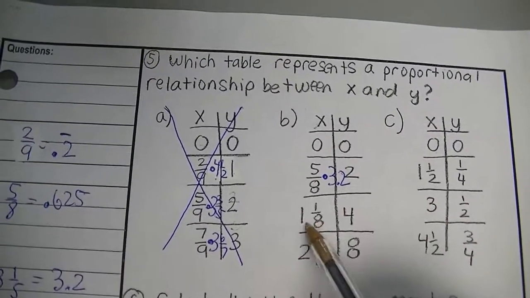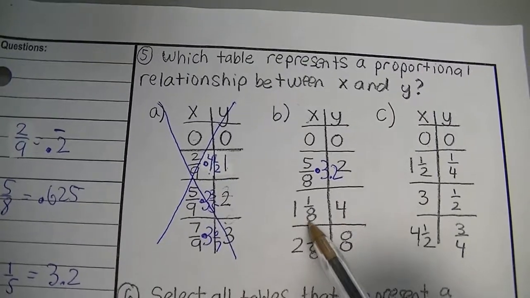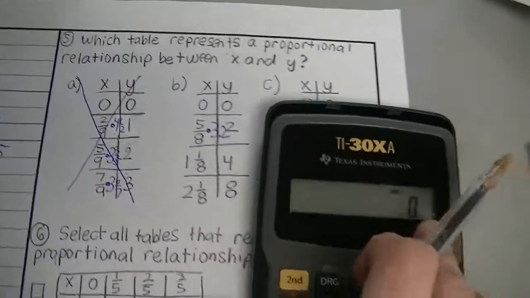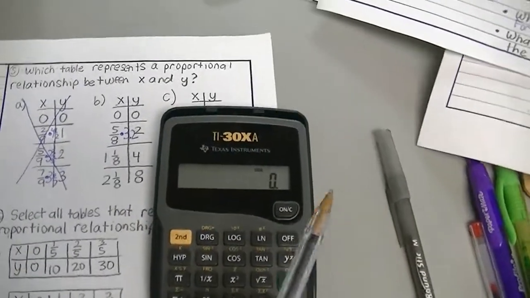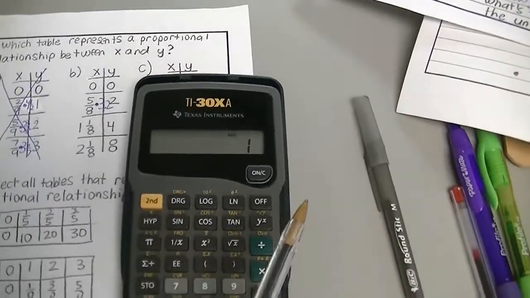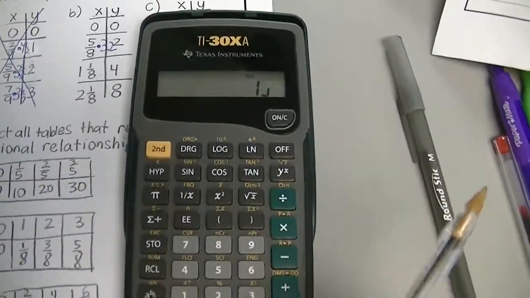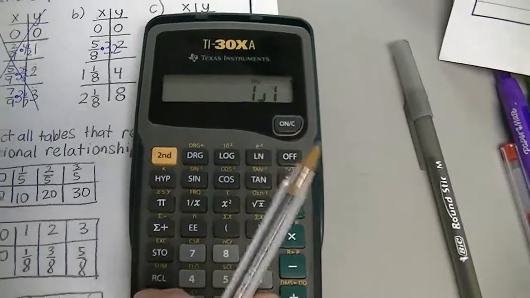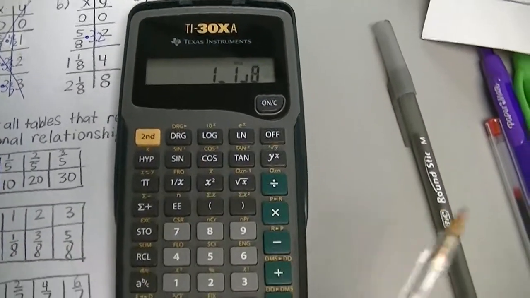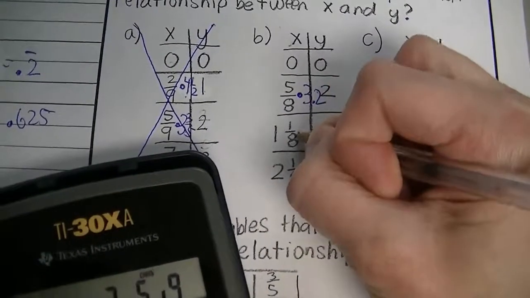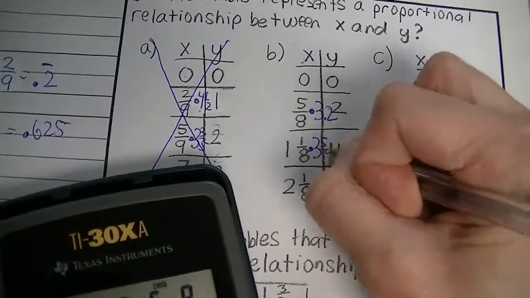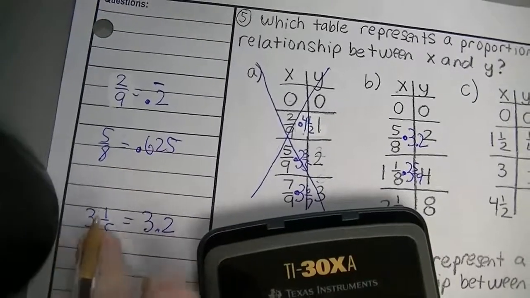All right, 4 divided by 1 1/8. I'm going to show you what that would look like on your calculator. 4 divided by 1 1/8 using the fraction bar: 4 divided by 1, fraction bar, 1, fraction bar, eighth, equals 3 5/9. Times 3 5/9. Was that the same thing over here? No, that was 3 1/5.